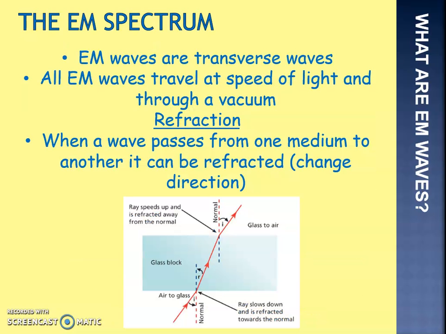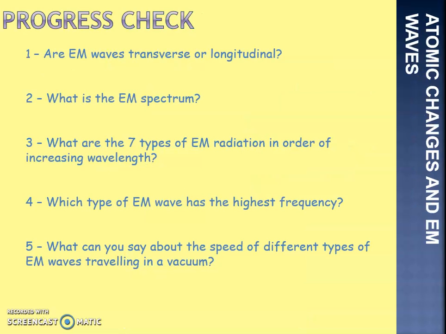Okay, so all EM waves are transverse waves, and all EM waves travel at the speed of light and through a vacuum. EM waves are waves, so they will refract as well, and when a wave passes from one medium to another, it may refract, it may change direction. EM waves are the same as all other waves in which they will do that. So, pause the video and attempt these 5 questions.